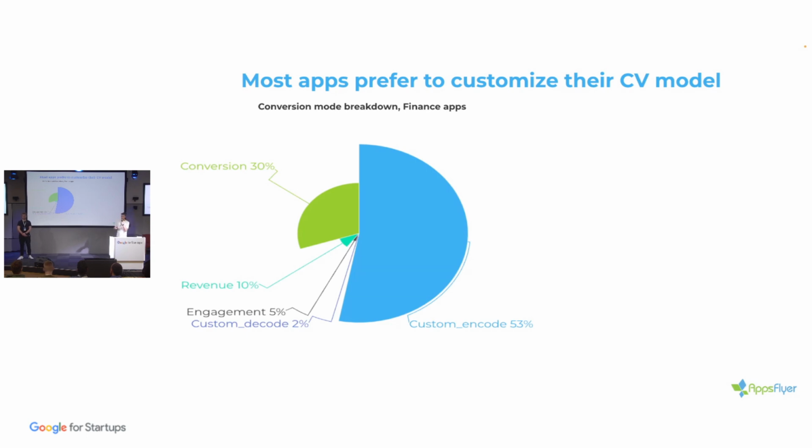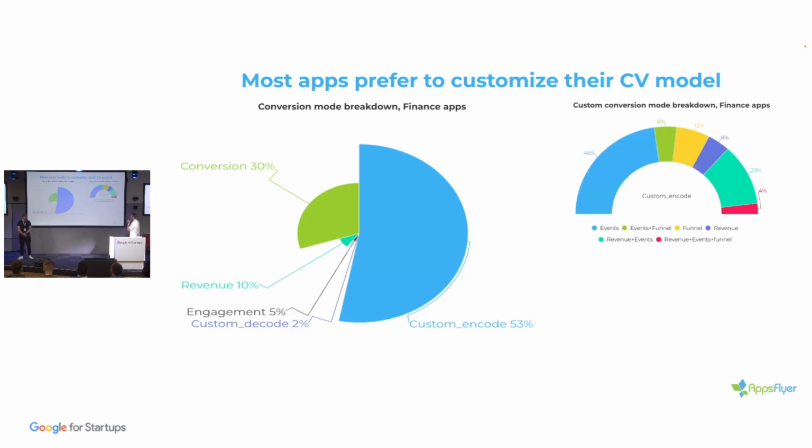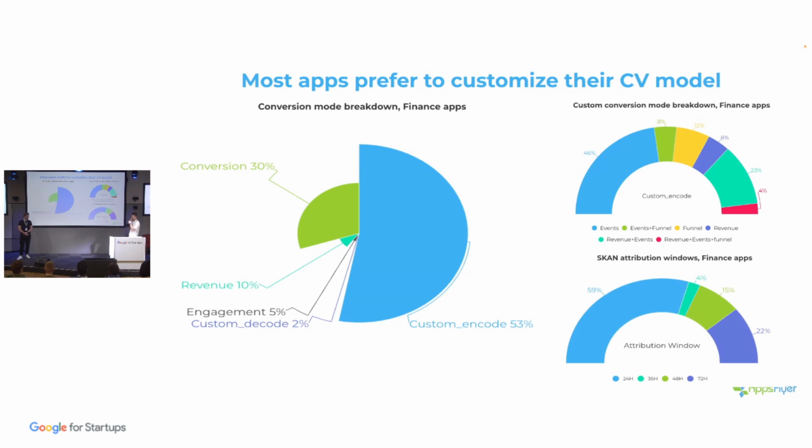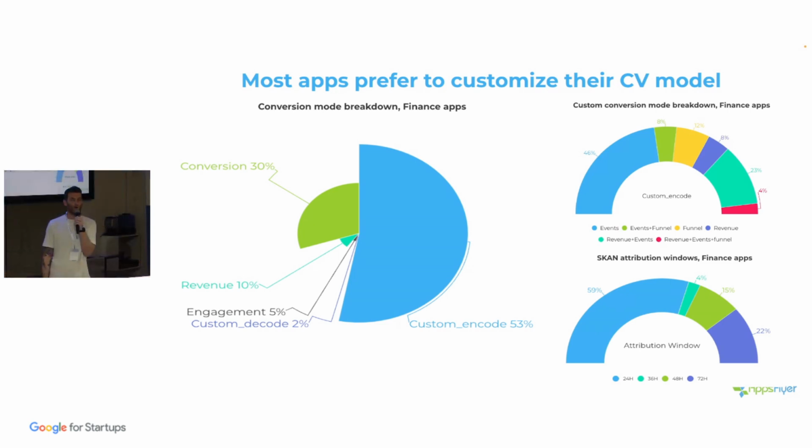If I dig specifically inside the custom mode, we actually see that when it comes to finance, most apps are looking more at the event side, either events on their own or events in combination with revenue or with funnel. Another thing they can do with the custom mode is change the attribution window, right? The default is 24 hours, and when finance apps configure the attribution window, most of them still go with 24 hours, but some are experimenting with 48 hours or 72 hours.